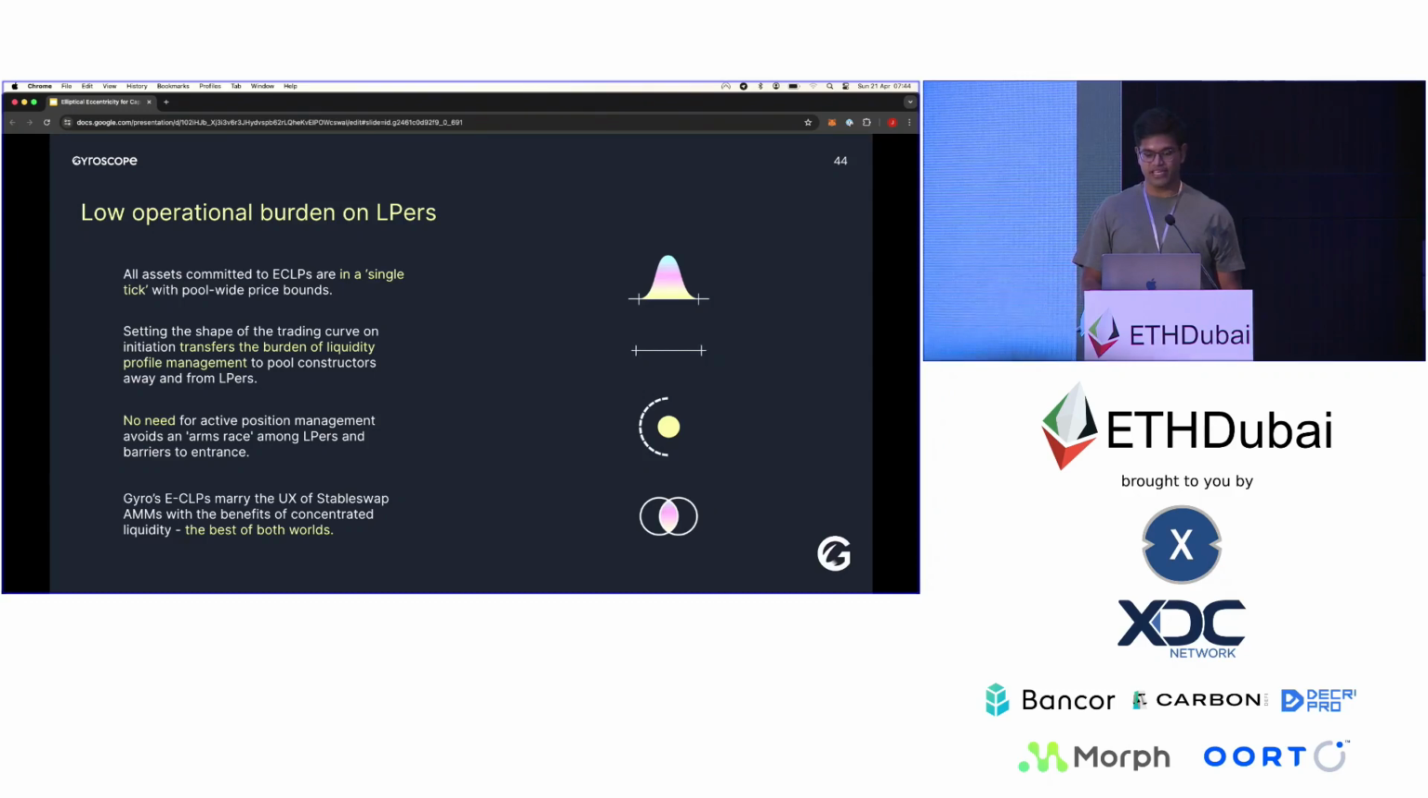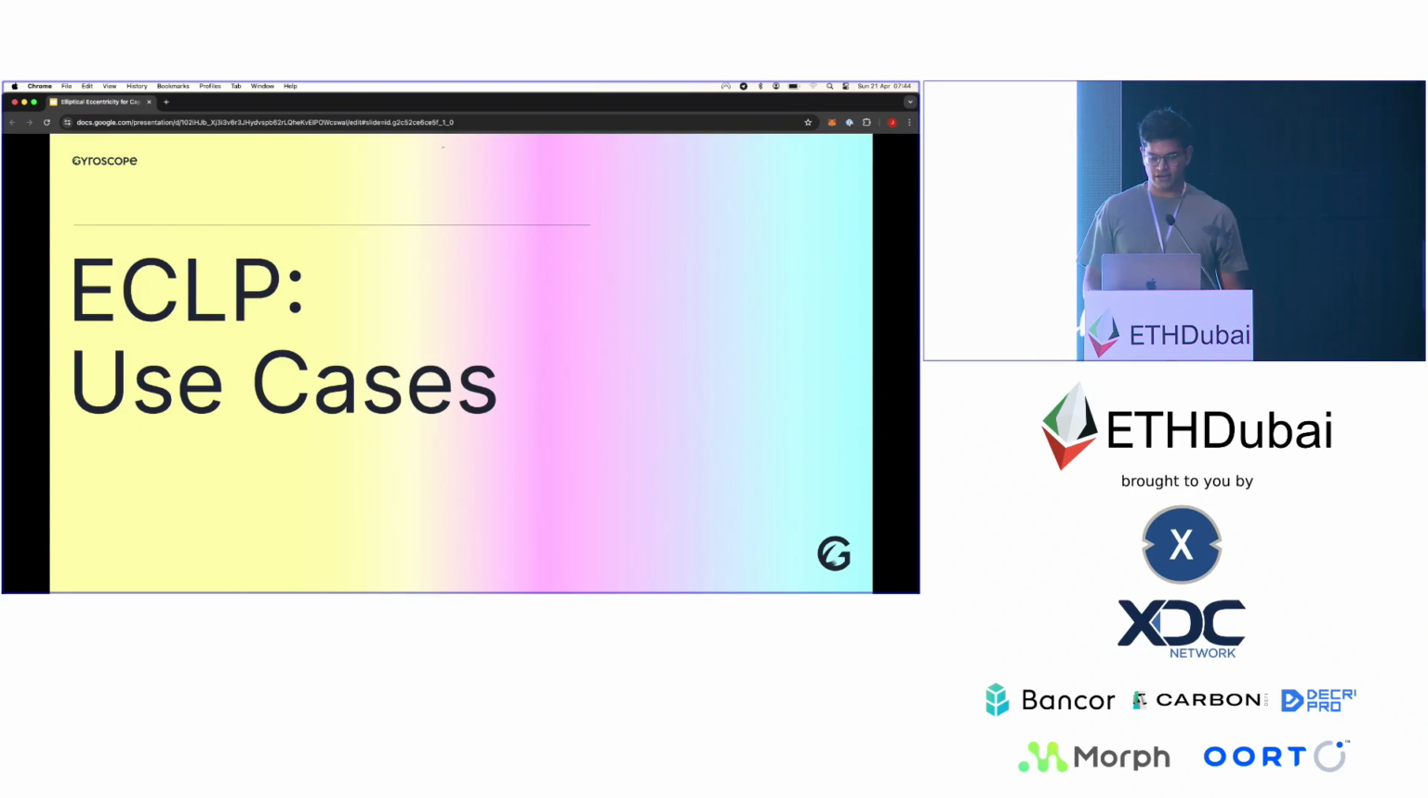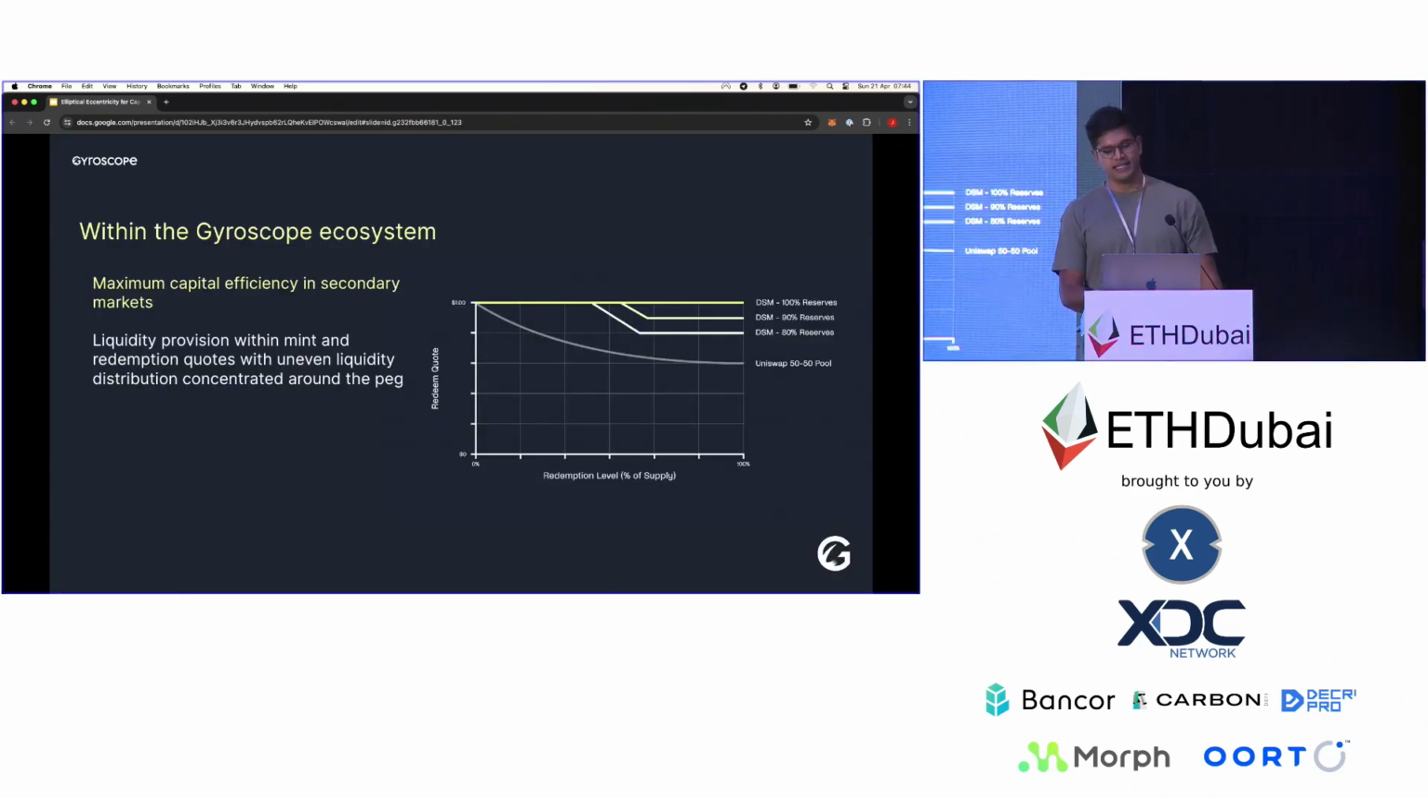So Gyro's ECLPs marry the user experience and simplicity of StableSwap AMMs with the benefits of concentrated liquidity of Uniswap v3. So the best of both worlds. Okay, rounding things off, we'll talk about the ECLP's use cases. So the ECLP is currently heavily featured in the gyroscope system.